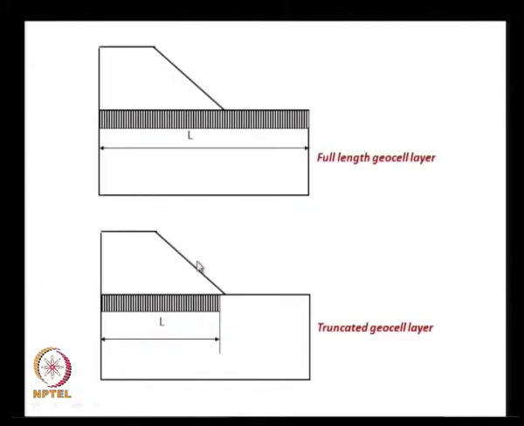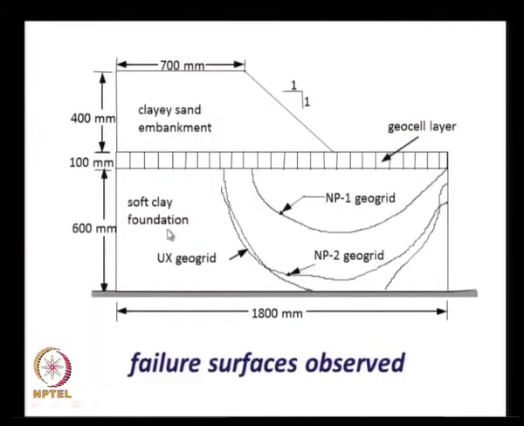And the 2 cases of embankment lengths considered, this is the full length case, wherein the entire length of the tank was covered with a geocell, and the other is the truncated geocell, wherein the geocell was provided up to the toe of the embankment like this. And all the tests were performed by having a perspex sheet on one side of the tank, which is transparent, and we can observe the internal deformations.